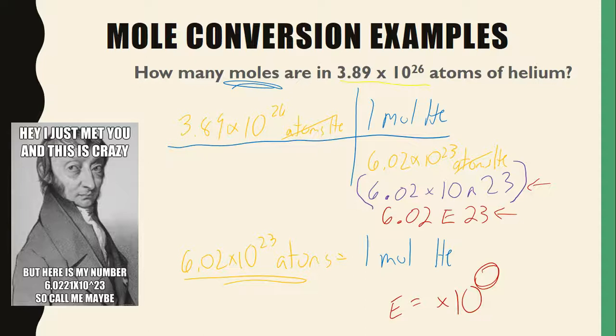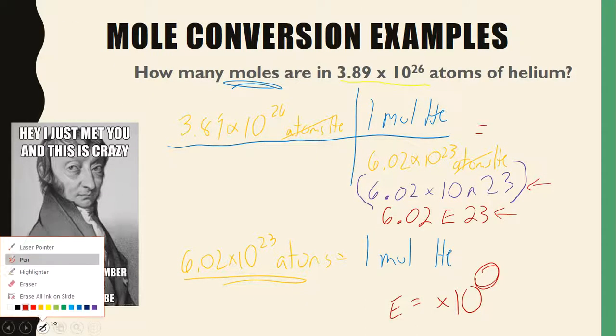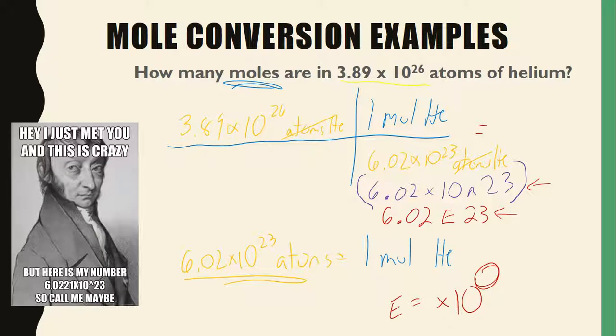So 3.89 E 26 divided by 6.02 E 23. And what I get is 646.179. And again, if we look at significant figures, this 3.89 has 3 significant figures.